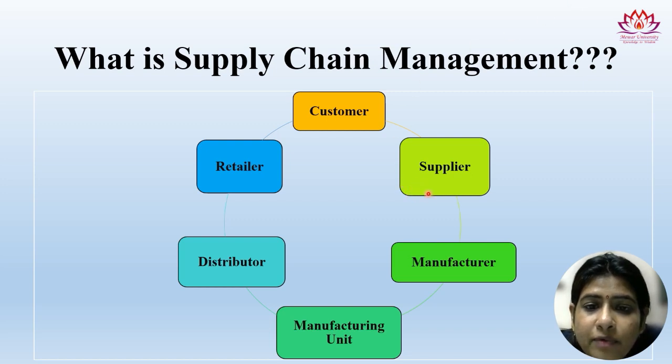Here, supplier provides raw material to manufacturer who then uses those goods in manufacturing unit and adds value to it and gives it to the distributor, and then distributor provides it to retailer and retailer sells the product to customer. So all are involved in providing a value to the customer.